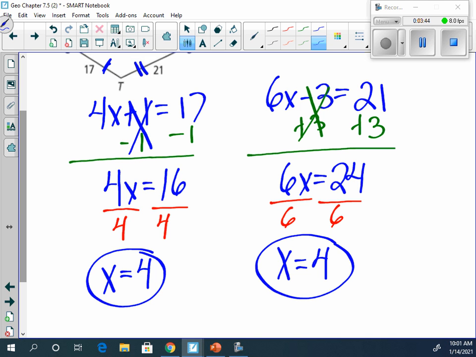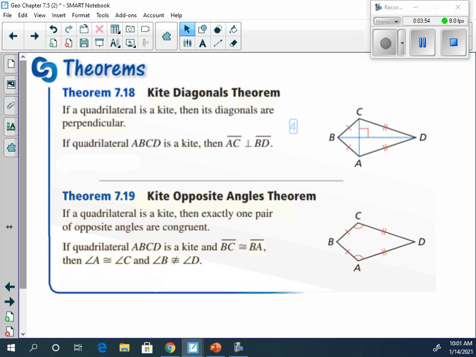We have two. The consecutive sides of a kite are congruent. And the opposite sides are not. Okay. And that's it for that problem.